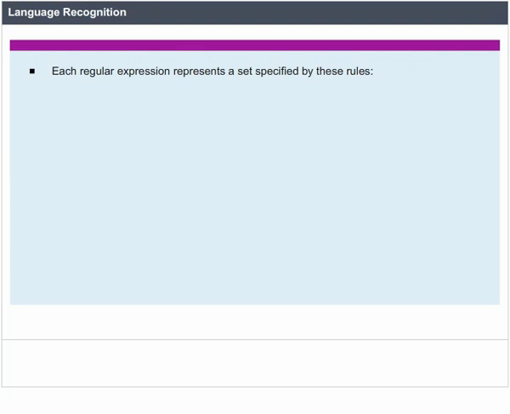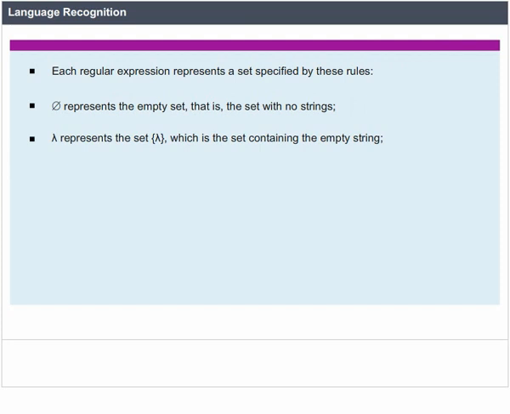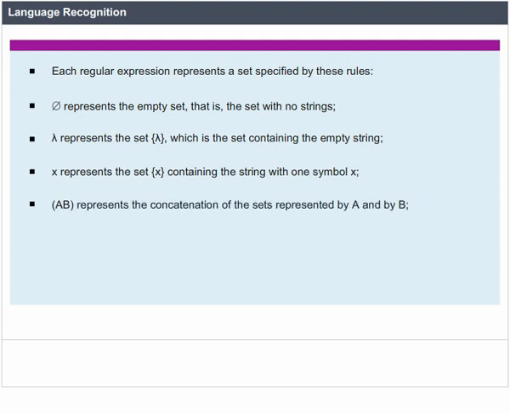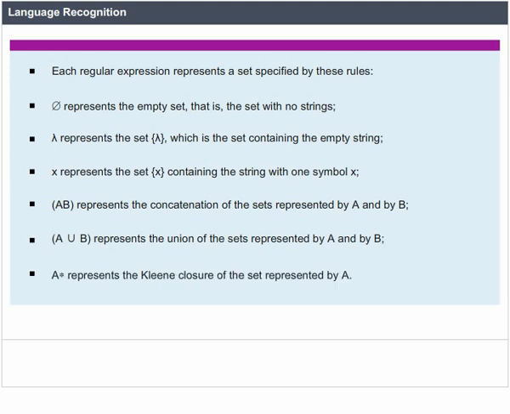Pi represents the empty set, that is, the set with no strings. Lambda represents the set {lambda}, which is the set containing the empty string. X represents the set {x} containing the string with one symbol x. AB represents the concatenation of the sets represented by A and by B. A union B represents the union of the sets represented by A and by B. A star represents the Kleene closure of the set represented by A.